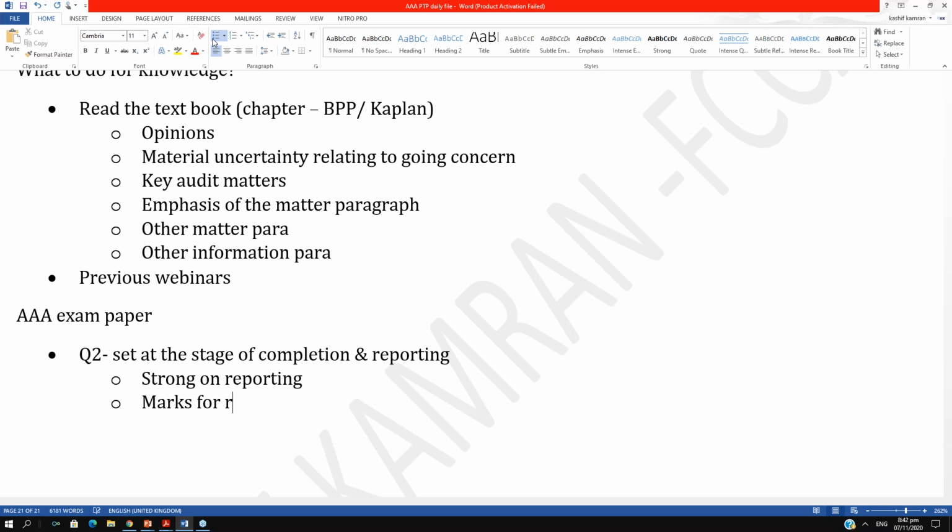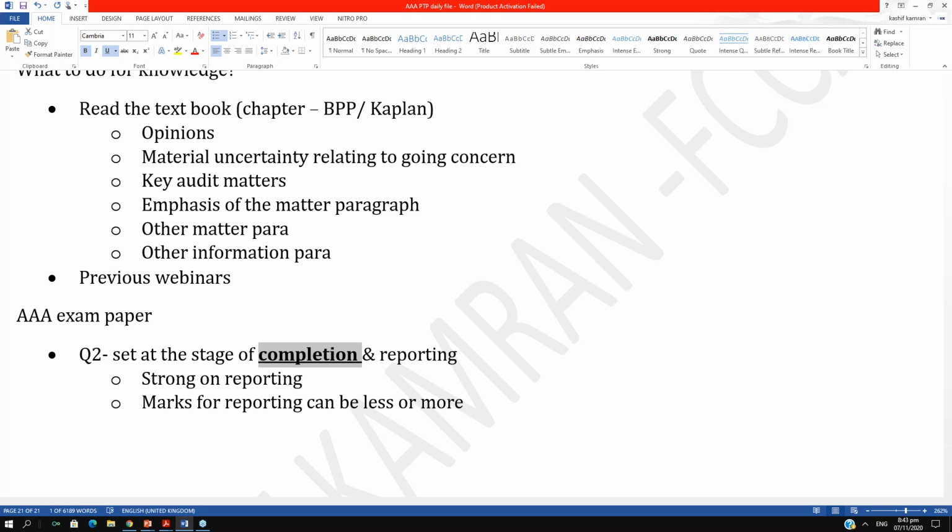The marks for reporting can be less or more, because the examiner can give you a question on completion as well. Not necessarily reporting, but reporting is a must part. The examiner will never skip reporting from question number 2. But yes, in certain exam settings, we have seen that the reporting marks were very less, but completion marks were more. But can you expect an exam setting without reporting? Not at all. So you should be strong on reporting.